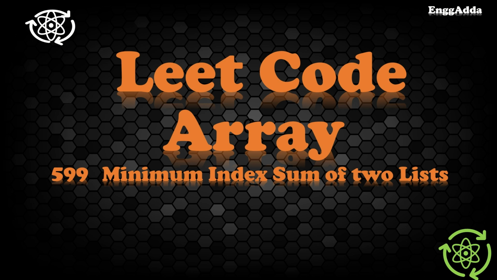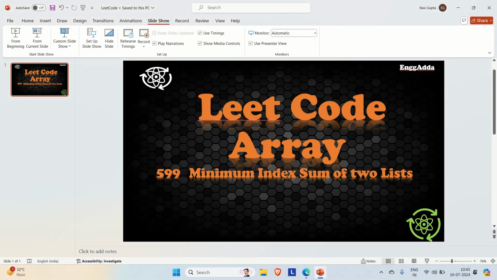Welcome to EnggAdda. Today in this video, we are going to discuss one of the LeetCode questions from the array section. This is question number 599, which says minimum index sum of two lists. What this question is and how we can write the solution for it, everything we are going to discuss in this video. So let's get started.